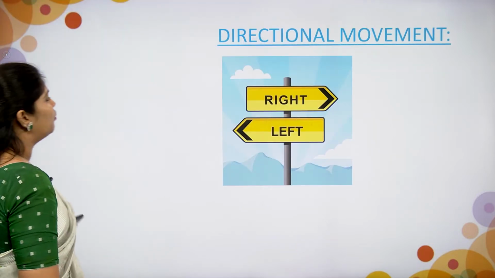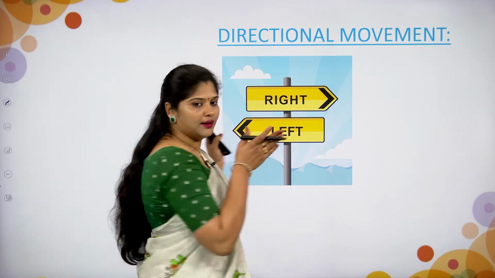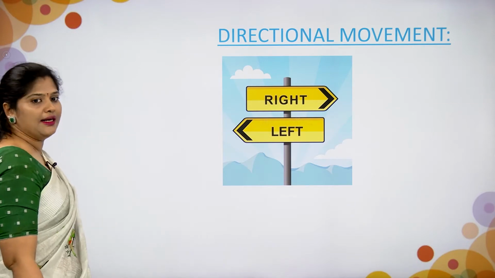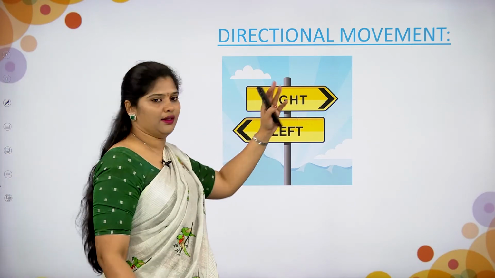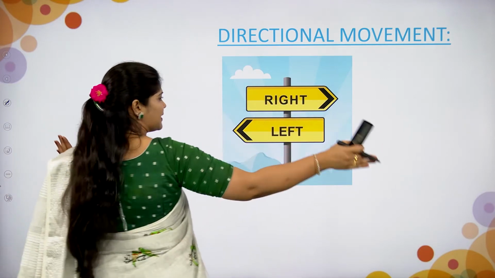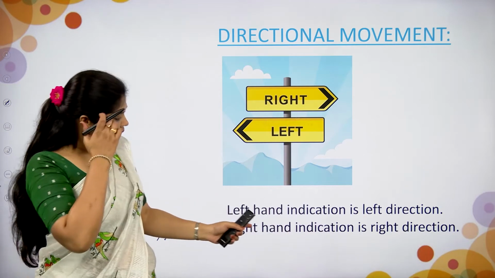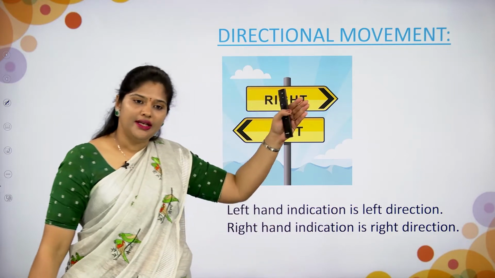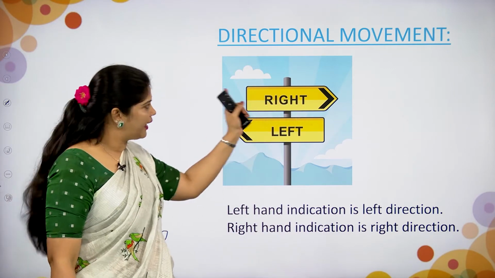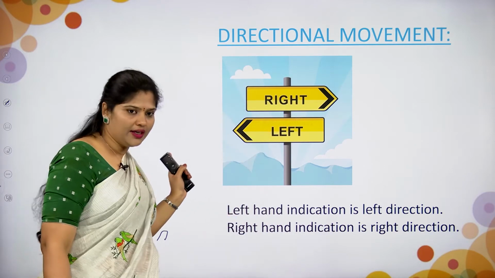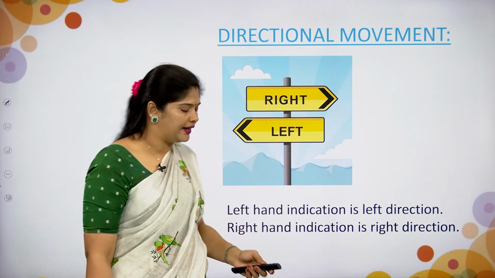Yes. Next, directional movement. This is called right direction and this is called left direction. Like here this is right and this is left. Okay children? Left indication is left direction and right indication is right direction. See children, in this figure left indication is left direction and right indication is right direction.